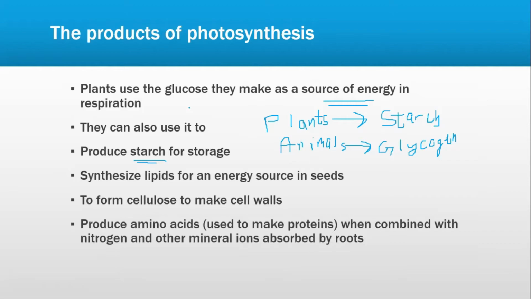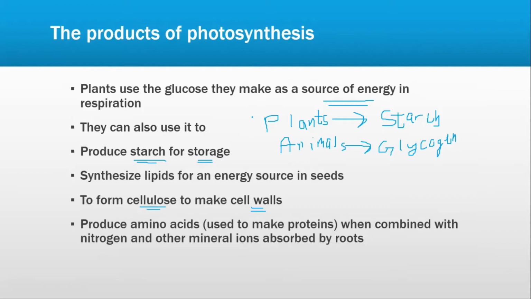What else can they use glucose for? They can form cellulose to make cell walls. Now, glucose again is a monosaccharide. Starch and cellulose are both polysaccharides. So glucose can be converted into starch or it can be converted into cellulose. Starch is used for storage and cellulose is used for cell walls. So now you know where the products of photosynthesis are being used inside the plants.